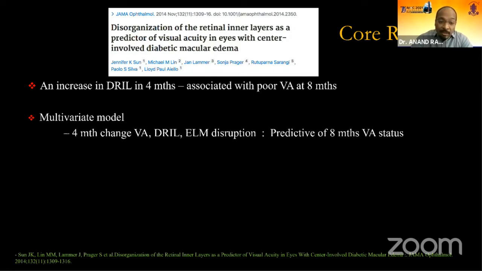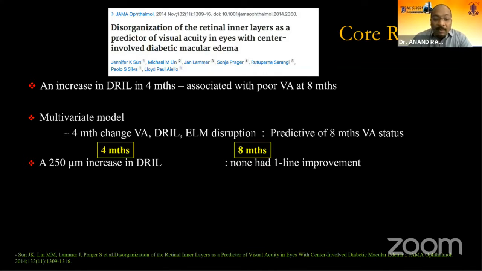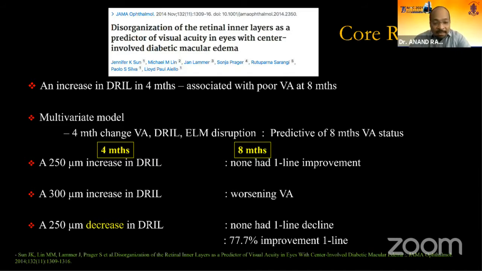And they went on impressively to quantify it. At 4 months, with a 250 micron increase in DRIL, none of these patients had a one-line improvement. When they bumped it up to 300 microns, they found a 300 micron increase in DRIL was associated with worsening in acuity in all patients. On the other hand, with a 250 micron decrease or improvement in DRIL, none of them had a one-line decline. 77% had improvement of one line.